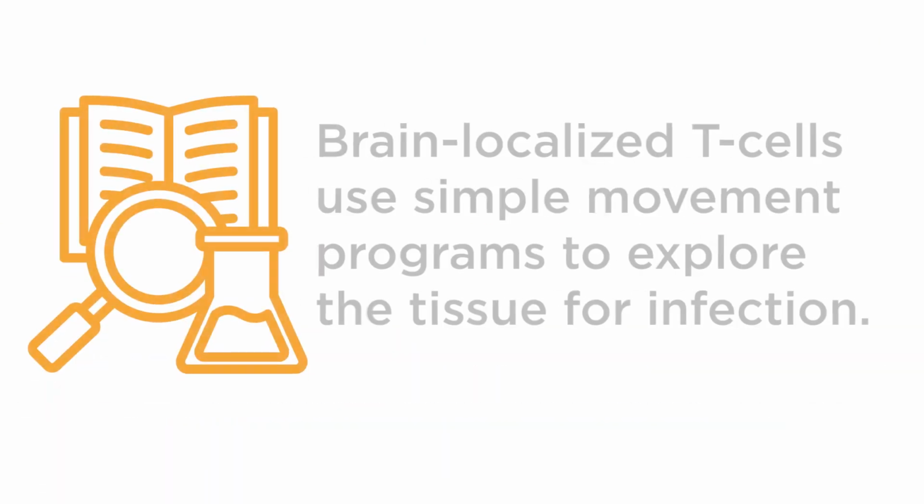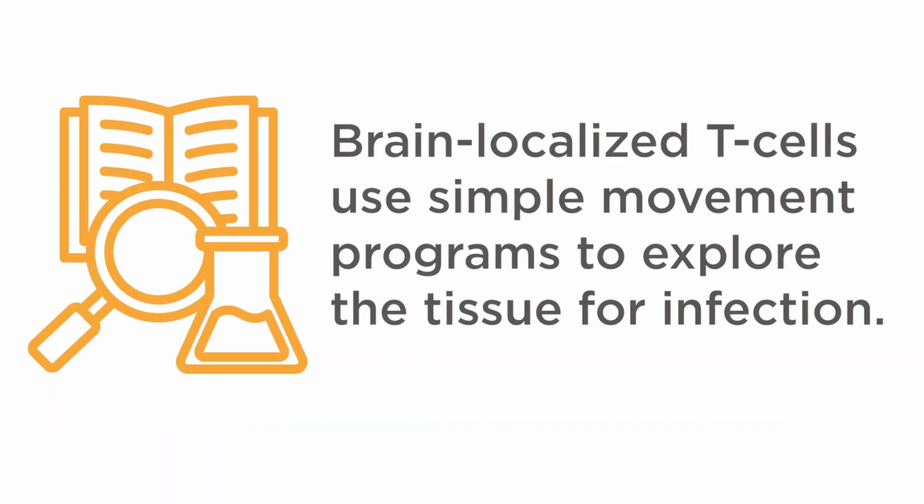Our work thus provides a limit on how many T cells an efficient vaccine must induce in the brain in order to eliminate the infection from the whole brain. Results of the work of the scientists from the University of Tennessee suggest that brain-localized T cells use simple movement programs to explore the tissue for infection.